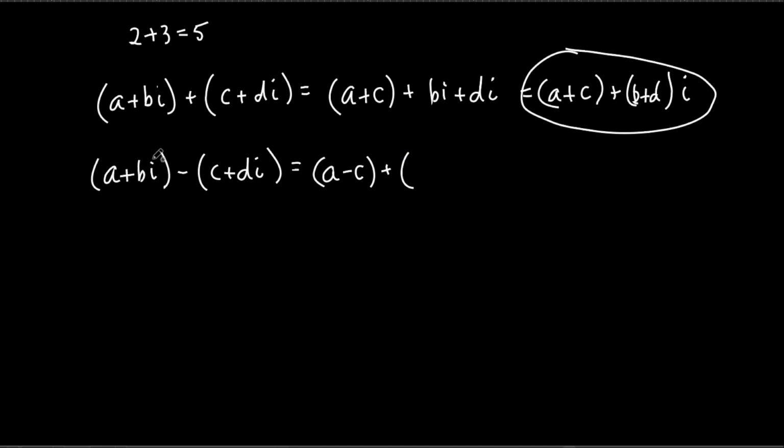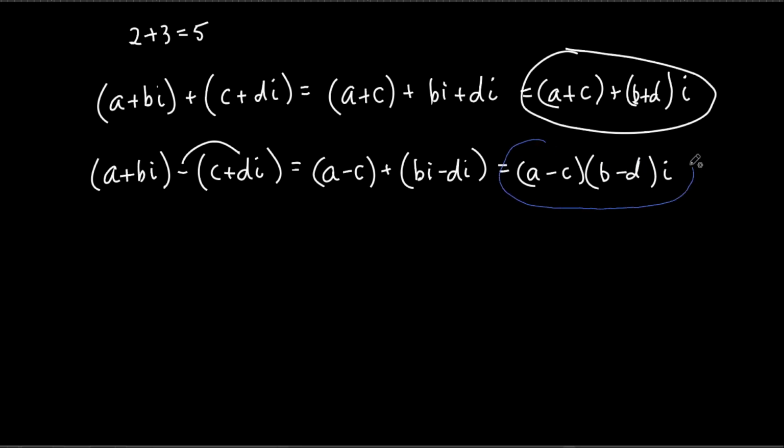Now right here, what do we have? We have bi minus di. Would you agree that that's the same thing, because a positive bi and then a minus di, yeah? And now what we can do is go a minus c. And then what we're going to do is factor out the i. We're going to put it on the right-hand side because we always put the i on the right, not on the left. So it's b minus d. So that is how you subtract.